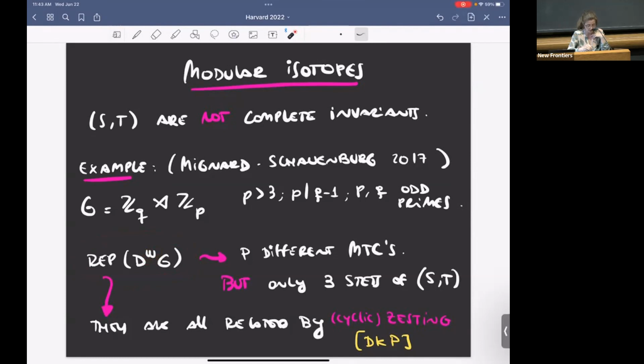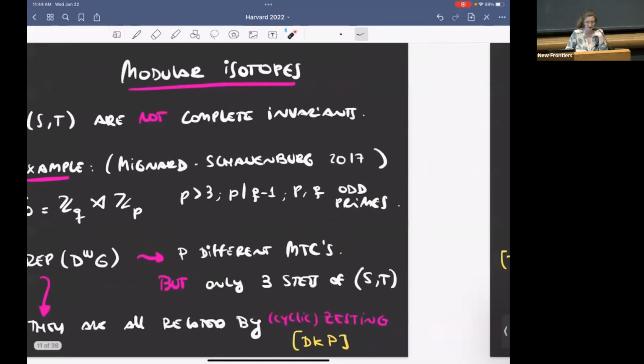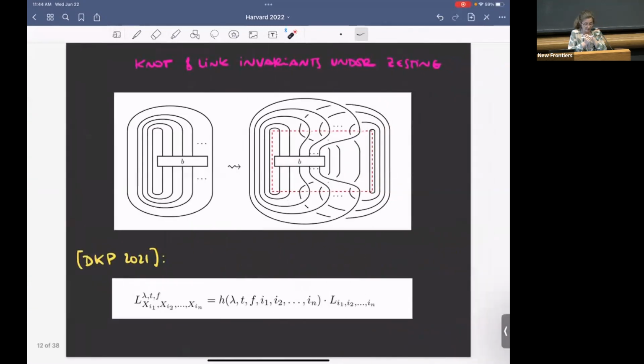And that was useful because, another thing that happened when these examples came out, or when people realized that these are not complete invariants, is that people started studying what other link invariants could give us, or could distinguish at least this family. So some people studied the Whitehead link or the Borromean tensors. And what we did here was thinking on that, because some of these distinguish this modular data. We wanted to know what happened with the knot and link invariants under Zesting.